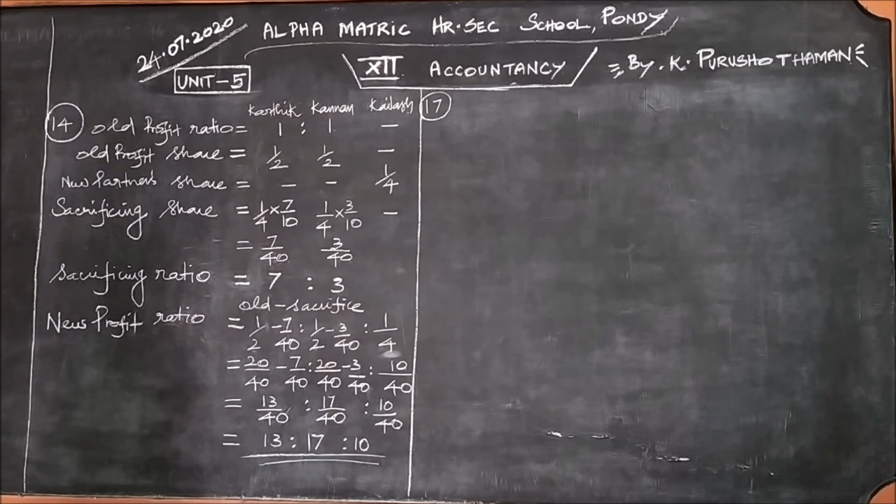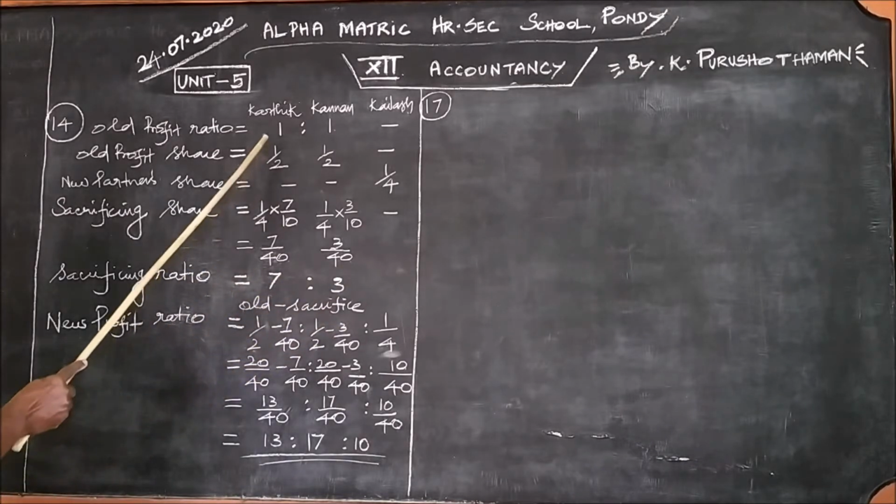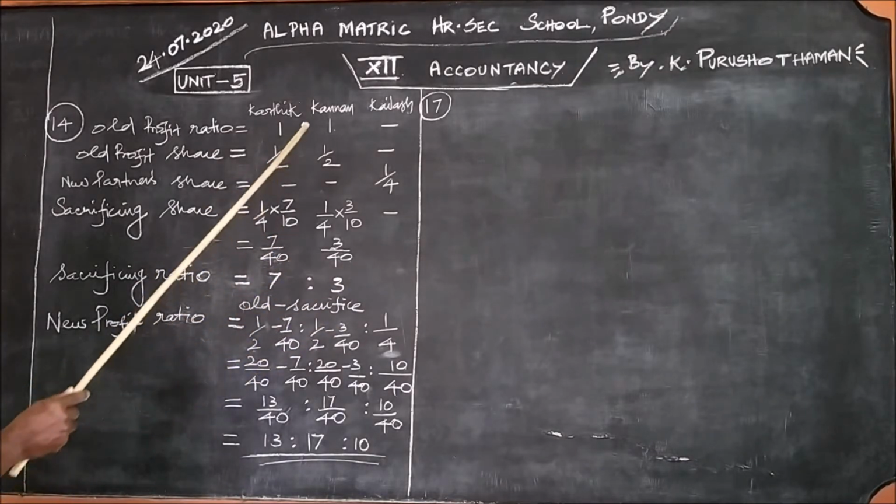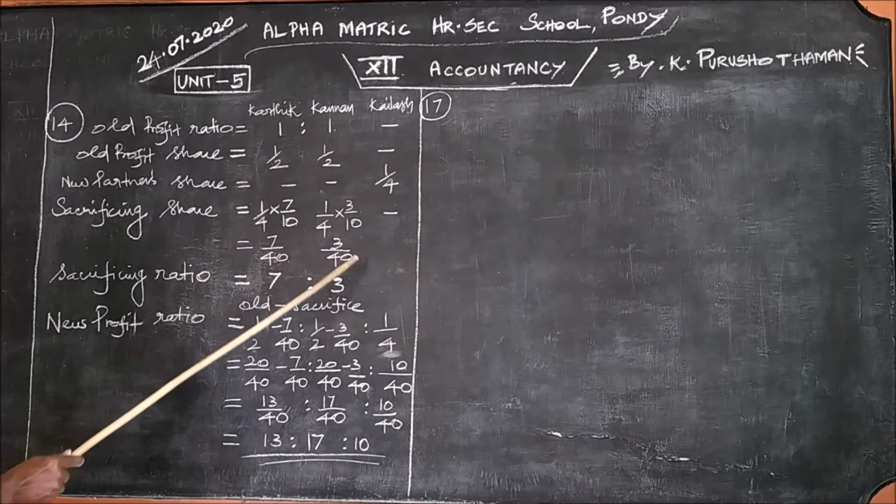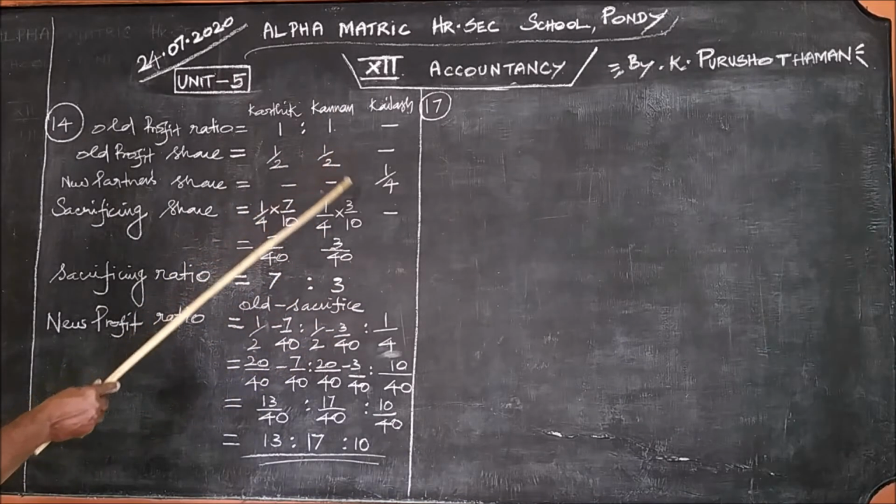You should remember. Okay then, now how to find the new profit ratio? In the previous problems we have seen, sacrificing ratio is old minus new. New profit ratio is old minus sacrifice. Only from the old ratio, whatever all the existing partners sacrificed, the rest is called the new ratio. So old minus sacrifice. And the new partner is getting 1 by 4.